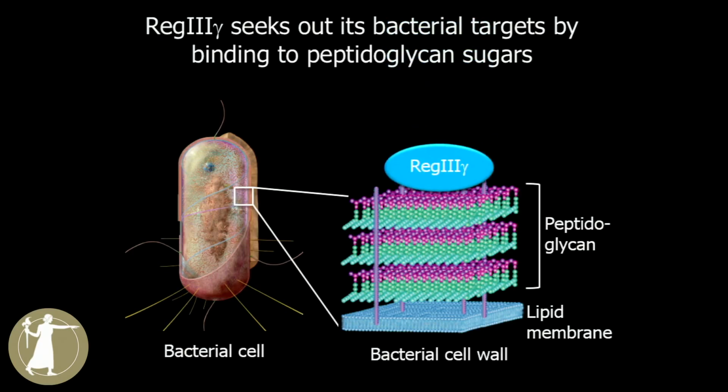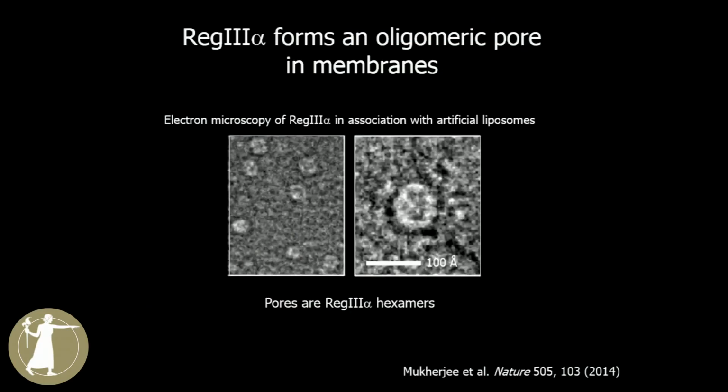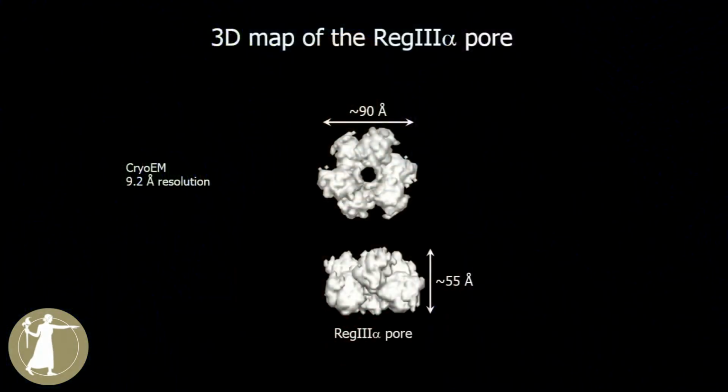The way it actually kills the bacteria, though, requires a different activity, and this involves forming pores in the bacterial membrane, which is actually protected by the sugars that I just talked about. So it kind of penetrates through that sugar layer, comes into contact with the bacterial membrane, and assembles into a pore. And this is an electron microscopy of the human form of Reg3 gamma, which is called Reg3 alpha, in association with artificial lipids. And we've determined a fairly high resolution structure of this pore complex by cryo-EM, which is shown here.